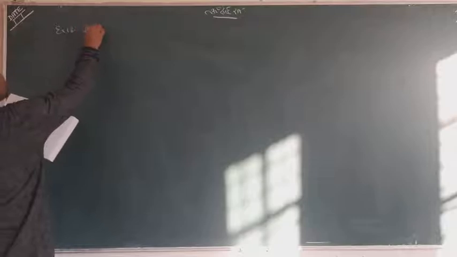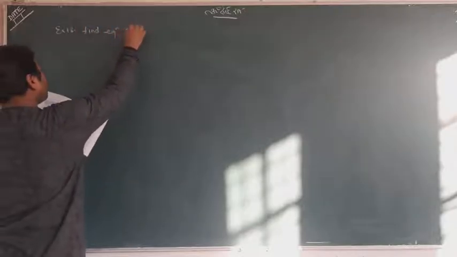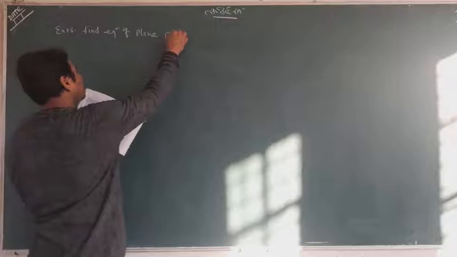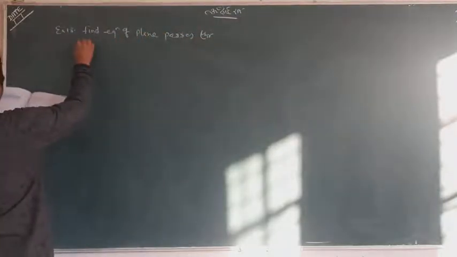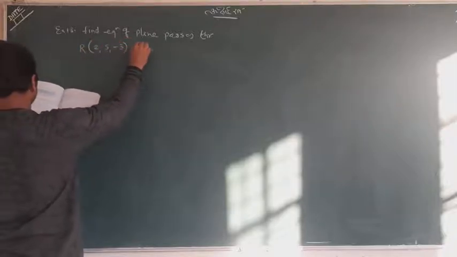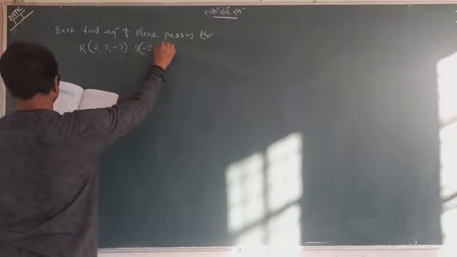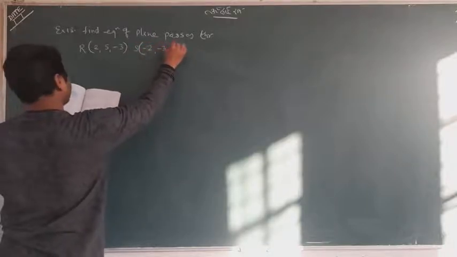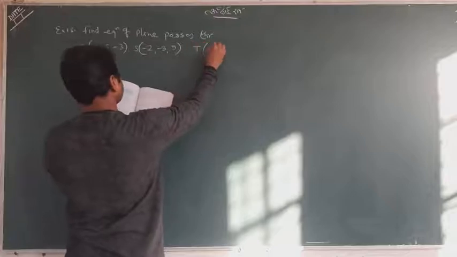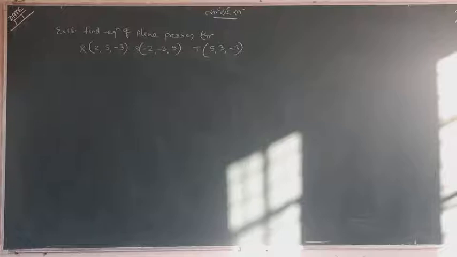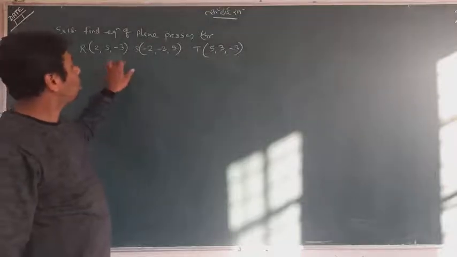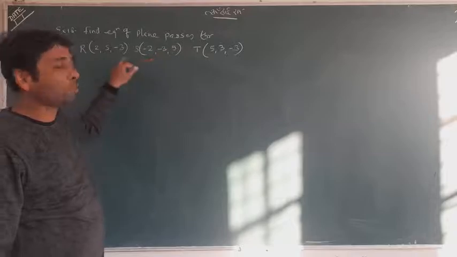Example number 83: find the equation of the plane that passes through the points, suppose the first point is R (2, 5, minus 3), S (minus 2, minus 3, 5), and T (5, 3, minus 3). Now, let's look. We have 3 points, R, S, T. We want to find the equation of the plane passing through these 3.